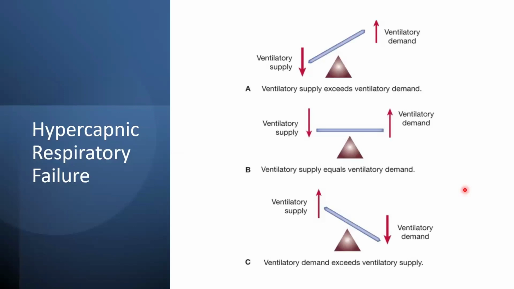The second type of respiratory failure is hypercapnic respiratory failure due to increased carbon dioxide in the blood. Usually, the ventilatory supply is much more than the ventilatory demand, around 10 to 12 times more, and the body is able to compensate and meet the increased ventilatory demand in most of the cases. But when the lungs are damaged due to any disease and the demand becomes excessive, the ventilatory supply is unable to match it. That leads to hypercapnic respiratory failure.